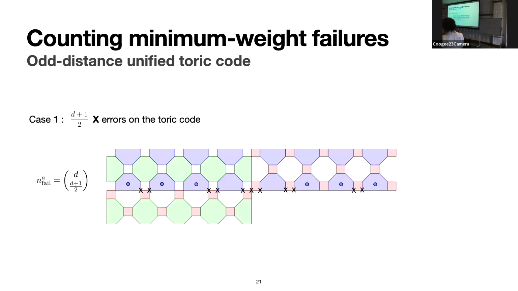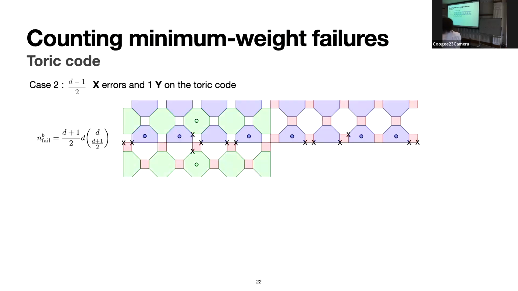So we have to account for different types of errors. The first type of error is errors of d plus 1 on 2 X errors on the toric code. So d plus 1 on 2 horizontal pairs of bit flips on the color code distributed on the red squares. These already are going to make our decoder fail. This is expected, and we count them. It's d choose d plus 1 on 2.